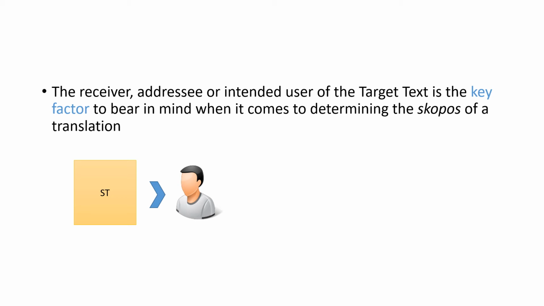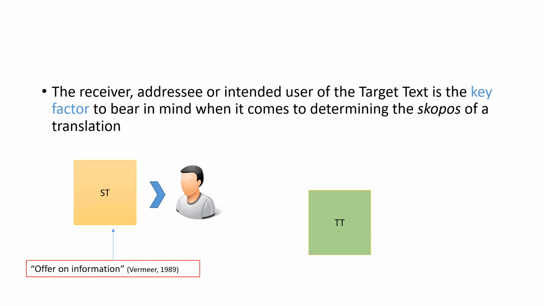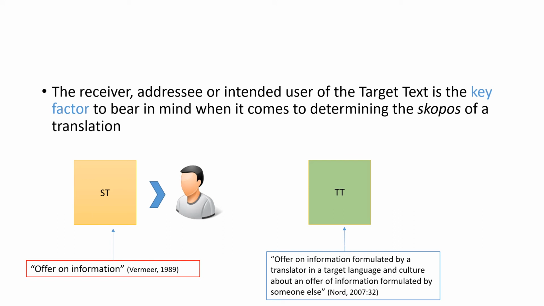But say that we have the Don Quixote written in Spanish originally for a target audience, which might be Spanish readers. What occurs in this case is that we have a text, an offer of information or translatum, in Vermeer's words, and then when it comes to translating, if this text, which may have been produced without any thought given to an eventual or potential translation, we need to imagine that we are entrusted with the mission of creating a Quixote in English or German. This target text would be, according to Nord, and I quote, an offer of information formulated by a translator in a target language and target culture, about an offer of information formulated by someone else in a source culture and for source readers.